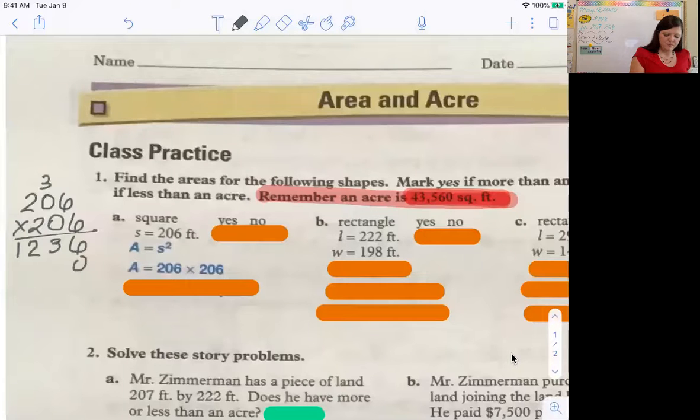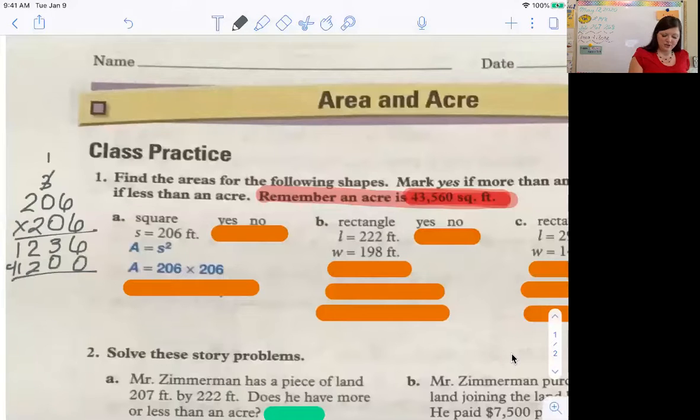Annex a 0. Erase or cross through the numbers that we carried. Anything times 0 is 0, so let's just go ahead and go to multiplying by 2. Let's annex one more 0. 2 times 6 is 12, carry the 1. 2 times 0 is 0, plus 1 is 1. I'm running out of space, but 2 times 2 is 4.